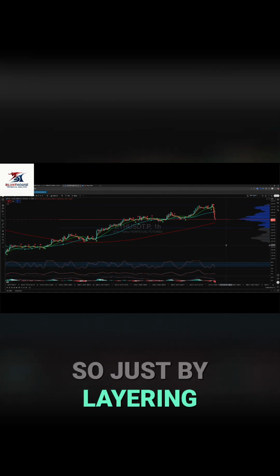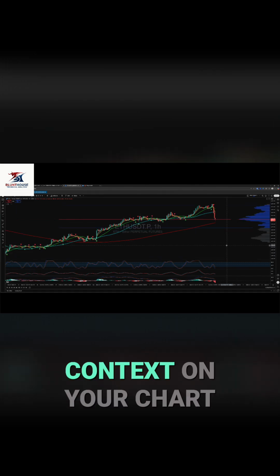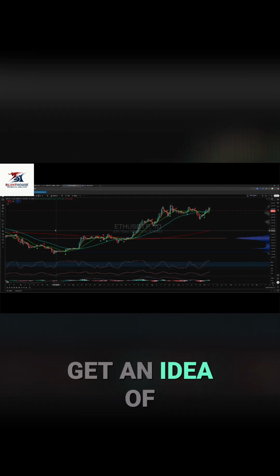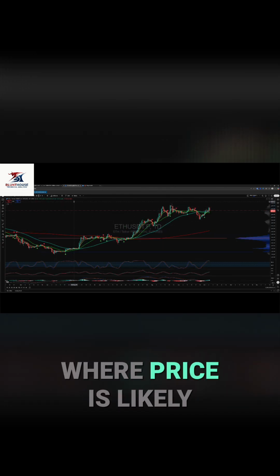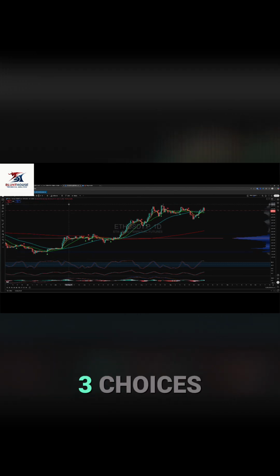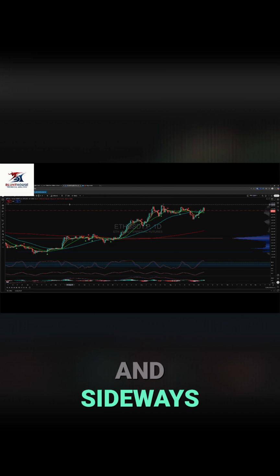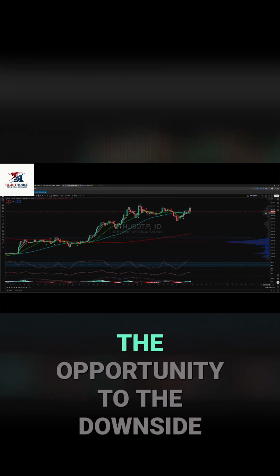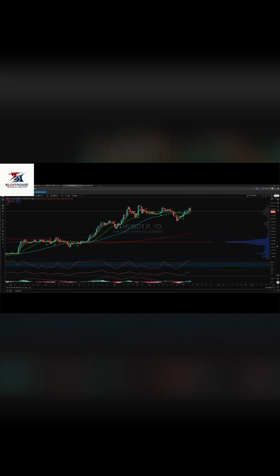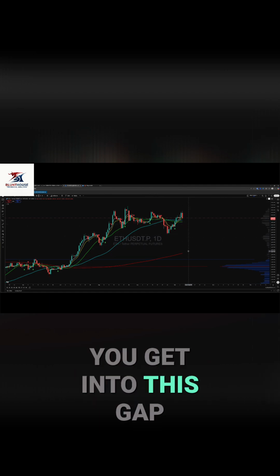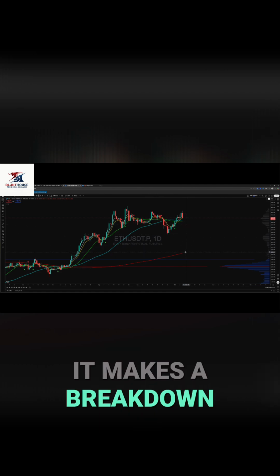So just by layering context on your chart, you can start to get an idea of where price is likely to move. Understanding that you have three choices: up, down, and sideways. You can see the opportunity to the downside, because we know what happens if price was to fail. But if price starts to fail those and you get into this gap, it makes a breakdown more likely.